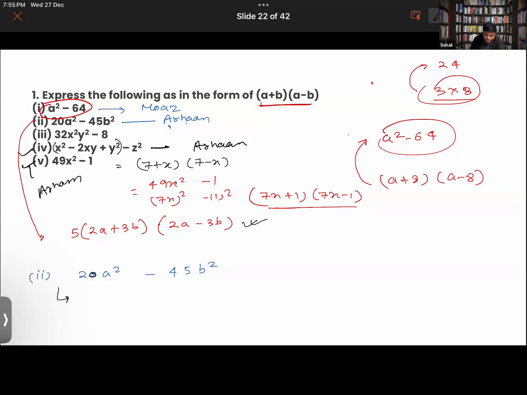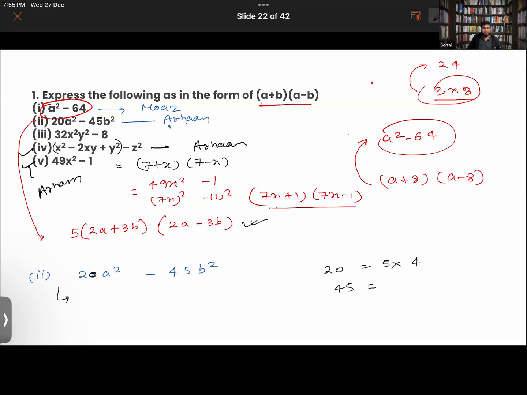Yes, sir. So 20 can be written as 5 times 4, okay? And then 45, how can we write it? 5 times 9. Okay, or what else? Are there any other ways?